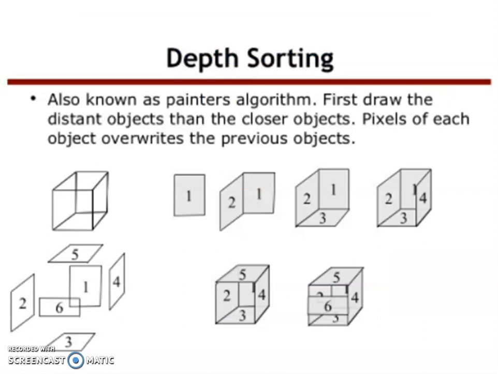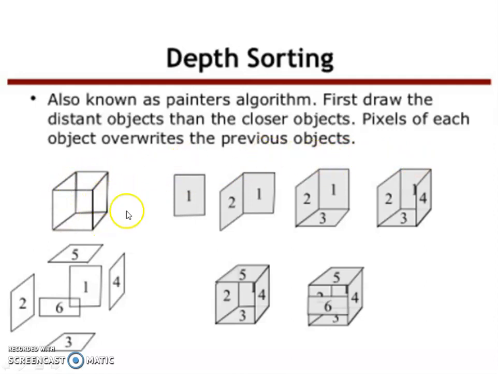Same thing is done in the depth sorting algorithm. That is, surfaces with the greatest depth value, Z value, will be scan converted first, and the next one having smaller depth, and continue the process, and the last one to be scan converted is the one having the least depth. Here, first draw the distant objects, then the closer objects. Pixels of each object override the previous object.